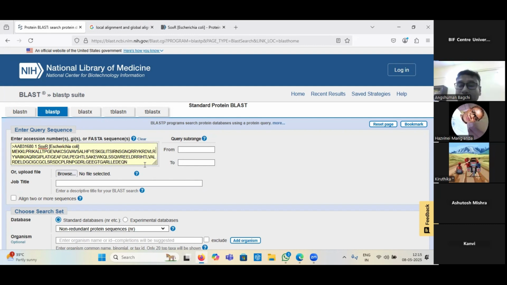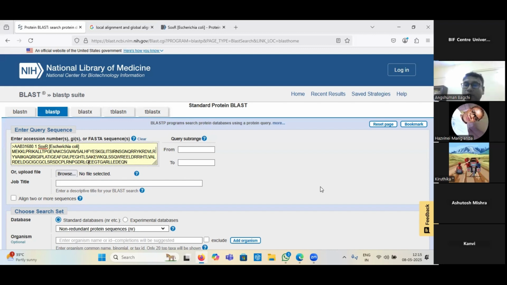I think you remember what a FASTA sequence is. It starts with this greater than sign. And why should you use a FASTA sequence? Because almost all of the biological tools or the bioinformatics tools need a sequence which is expressed in the form of FASTA. That means which starts with this greater than sign. And this is the name of the protein, this is the accession number, and this is the organism from which it is coming. And these are the single letter codes of the amino acids.